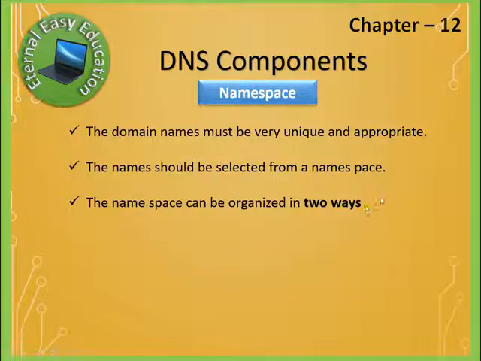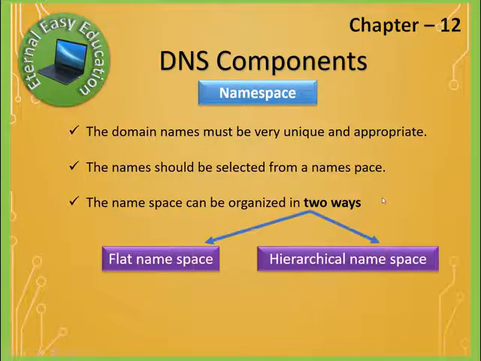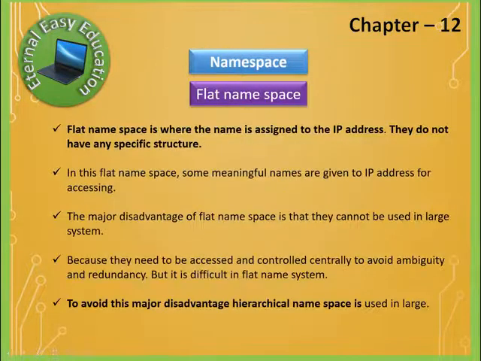So what are the 2 categories of namespace? One is flat namespace, another one is hierarchical namespace. So what is flat namespace? Flat namespace is where the name is assigned to the IP address. They do not have any specific structure. In the flat namespace, some meaningful names are given to the IP address for accessing. So a computer will be given a name.